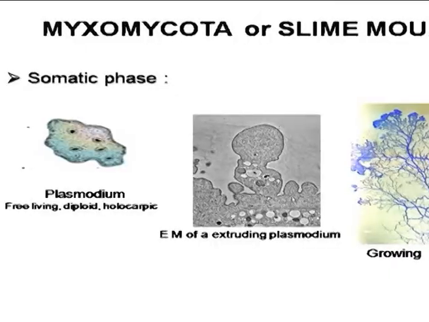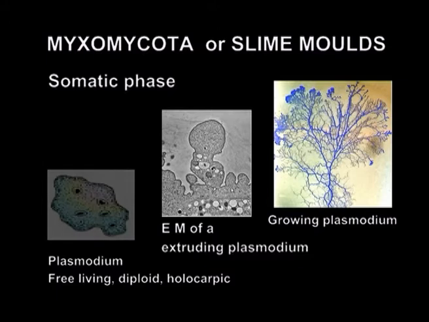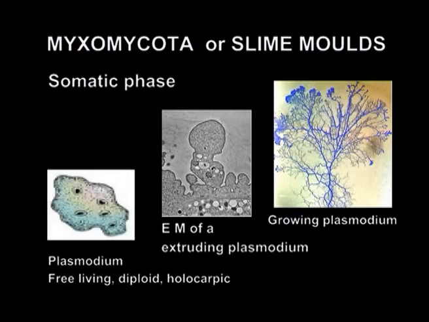Now, let us see what is the difference between the division Myxomycota and Eumycota. The members of Myxomycota are characterized by the presence of a plant body, which is plasmodial in nature or pseudoplasmodial in nature. Plasmodium is nothing but a naked multinucleate mass of protoplast which moves by amoeboid movement and exhibits phagotrophic nutrition. Now see the diagram of a plasmodium, and it is the electron micrograph of an extending plasmodium and how beautifully a plasmodium looks.